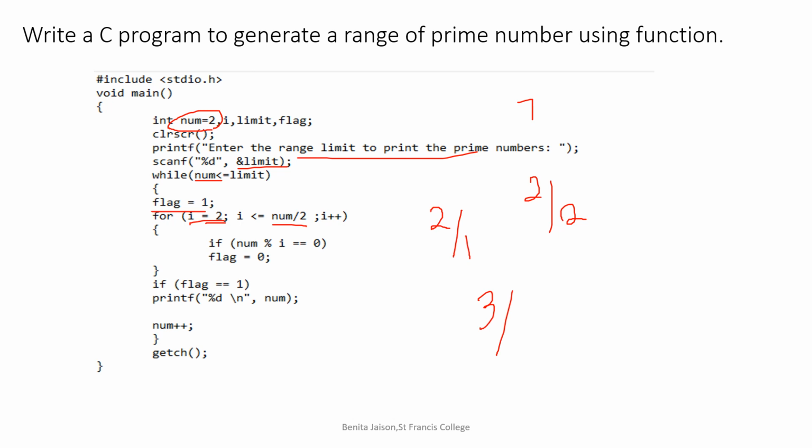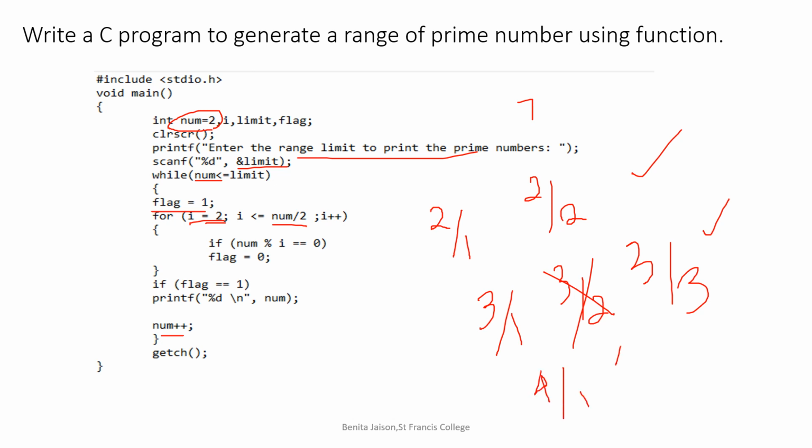Then we will take 3. Each time when we increment num, we are taking the next number. Then you will find that 3 is divisible by 1, not divisible by 2, and divisible by 3. So 2 is prime, 3 is prime. Again we will increment num. Then we will get 4. So 4 is divisible by 1, divisible by 2, not divisible by 3, and divisible by 4. When we find a number which is divisible by 2, for 4 the flag will be set to 0. So 4 is not a prime number, so it will not be printed.